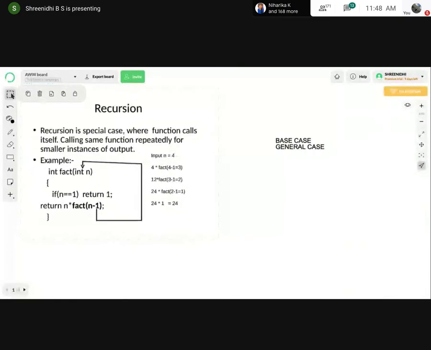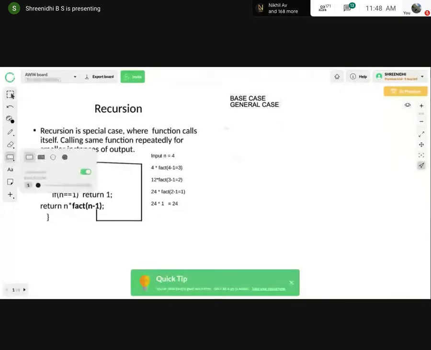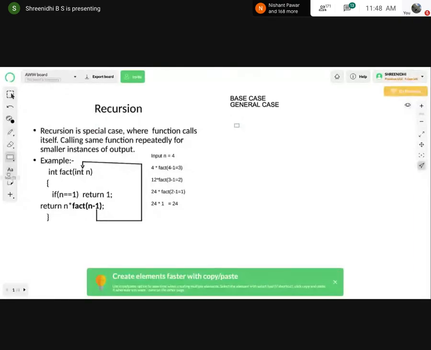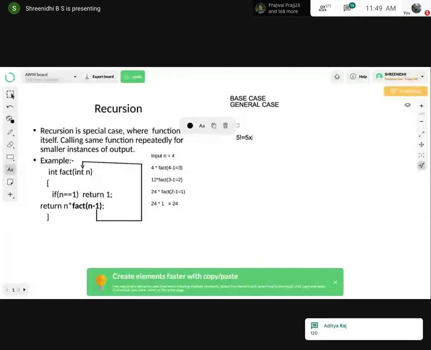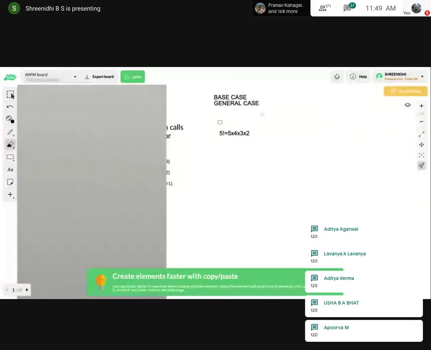So now, how to create a recursive function for factorial of a number. What is 5 factorial? Anyone? 5 factorial means 5 into 4 into 3 into 2 into 1. This is your 5 factorial.